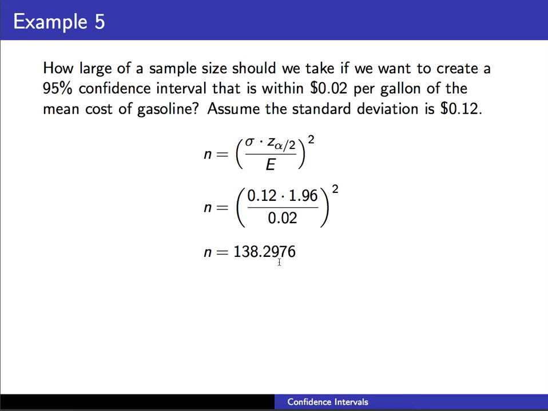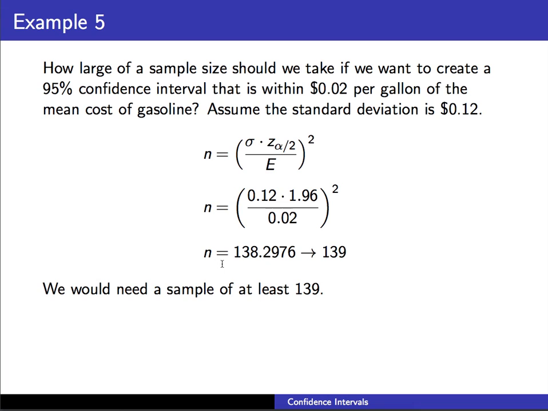138.2976. So we need a sample size of at least 138.2976. Now, we can't take 0.2976 or any decimal value of an observation. So whenever we get a decimal for our sample size, we just round it up to the next highest integer, which in this case is 139. So if we take a sample of at least 139 gasoline prices, then we should be able to get a 95% confidence interval that is within 2 cents per gallon of the mean cost of gasoline, so the population mean.